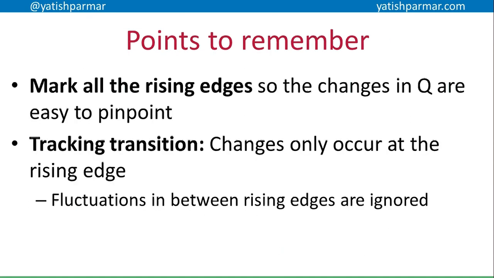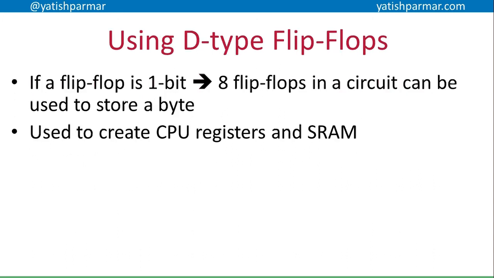So the way I do it, first I mark all the rising edges, so changes in Q are easy to pinpoint. Then I bear in mind the tracking transition, so changes only occur when I'm in line with an arrow, at that rising edge, and I ignore any fluctuations in between those rising edges. Now D-type flip-flops are basically storing a bit.